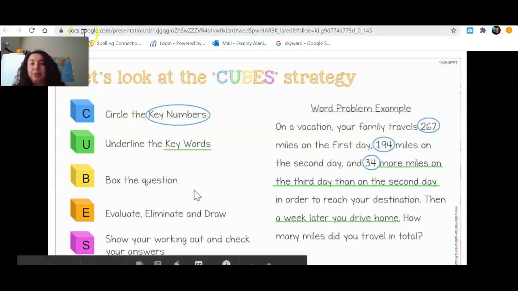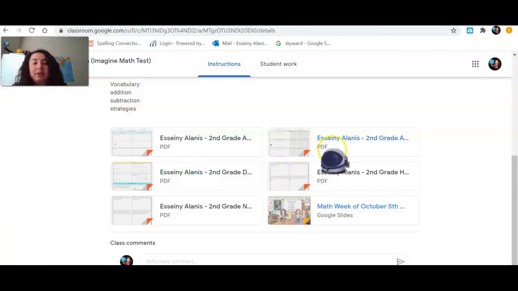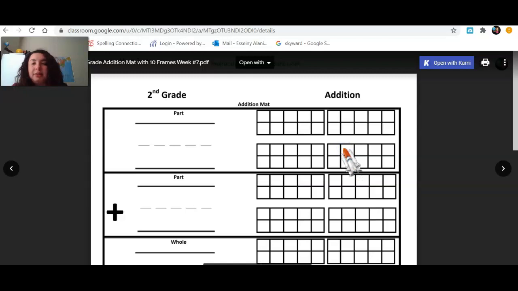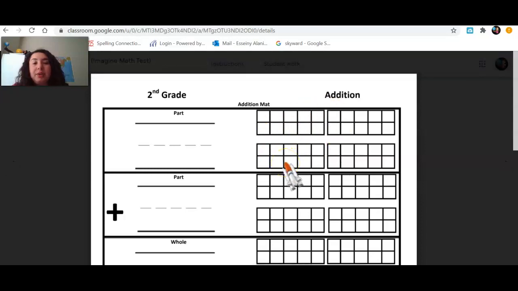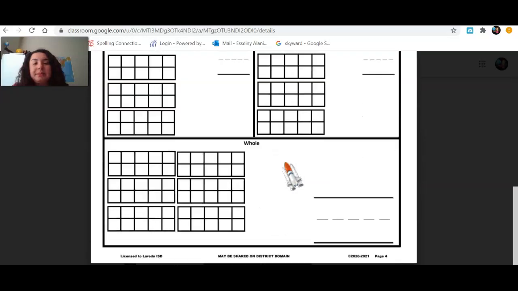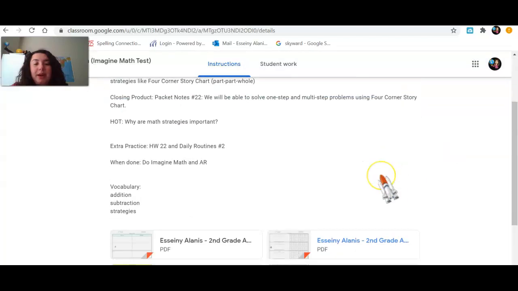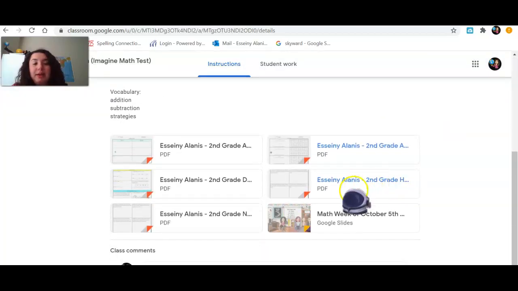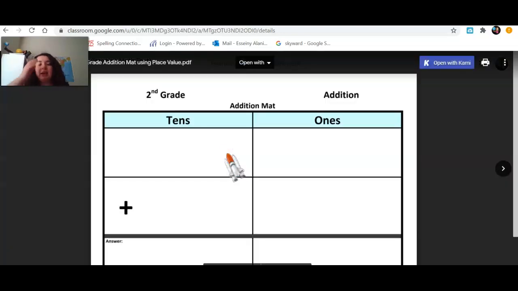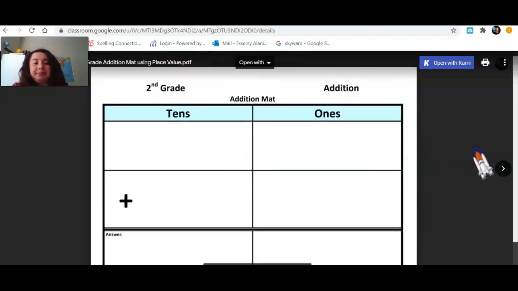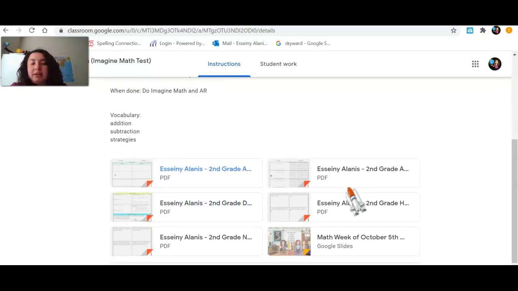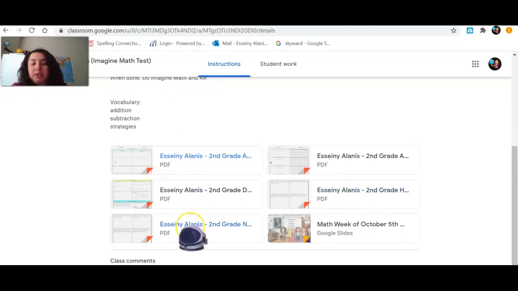Now we're going to go back to open our work. So here I have put in the Google Classroom the addition mats with 10 frames in case that you need to. Remember, we always draw our 10 frames to help us. You can draw this in your journal to help you add, or you can check if you have it in your math packet and you can use it there. And we also have an addition mat to help us add. I'm going to show you how to use that as we open our work for today.